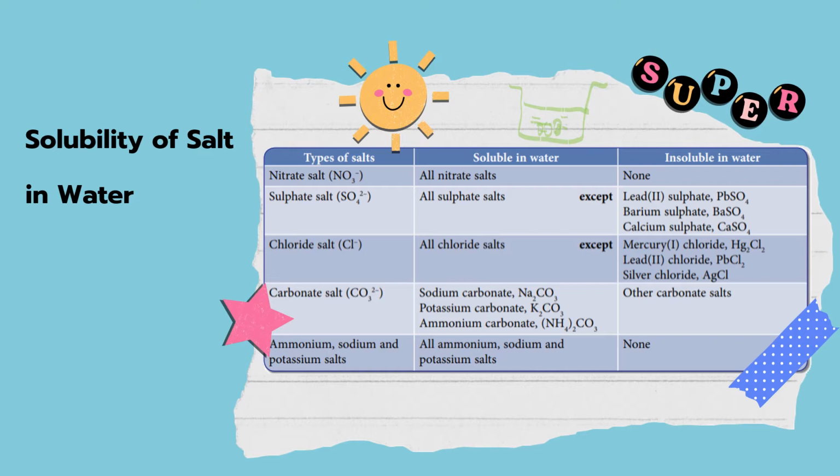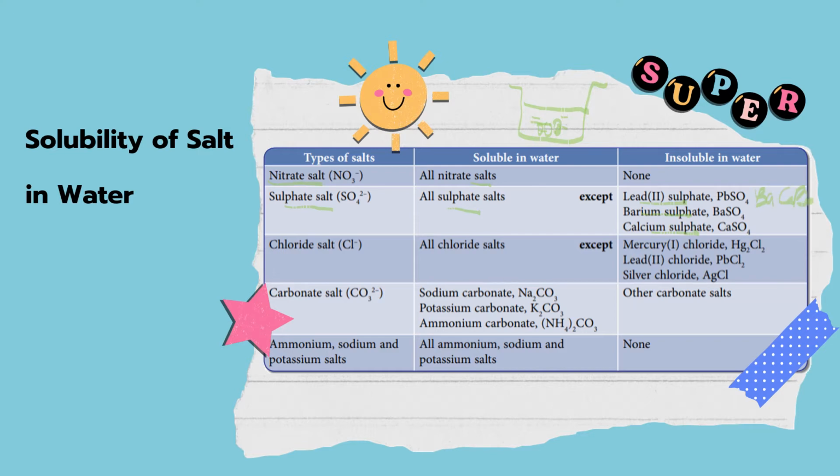Based on this table, all nitrate salts are soluble. Examples of nitrate salts are sodium nitrate, potassium nitrate, magnesium nitrate, and zinc nitrate. Second, sulfate salts. All sulfate salts are soluble except lead(II) sulfate, barium sulfate, and calcium sulfate, or you can simplify it as BACA.